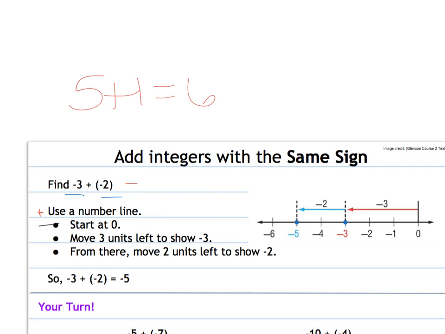Notice, since they were both negative, we kept the negative sign, because if you have a negative and you're adding more negative, you're just getting more negative. And then 3 plus 2 is 5. So that's a good way to think of it.